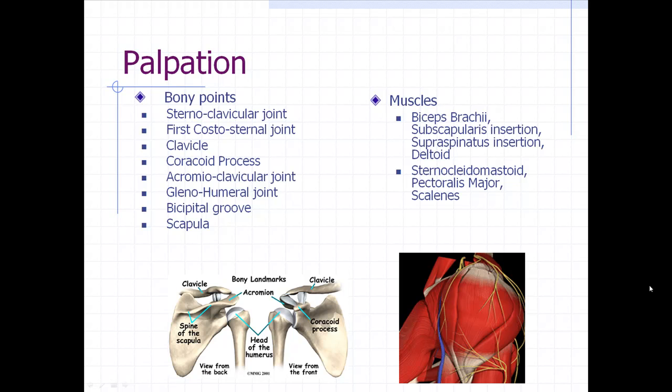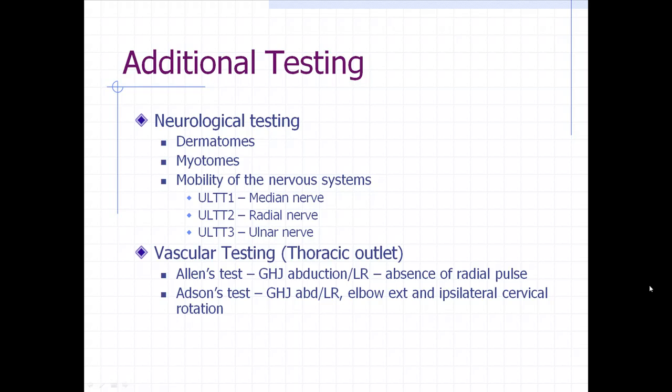Specific muscles that may be presenting with pathology, the common ones that get irritated, are the biceps brachii long head, the subscapularis insertion, and supraspinatus. Less commonly, deltoid and pectoralis major may also be injured. It's important to note that muscles such as sternocleidomastoid and the scalenes, that are cervical muscles, may also refer down to the glenohumeral joint. There are a number of other tests that can be performed at the shoulder.